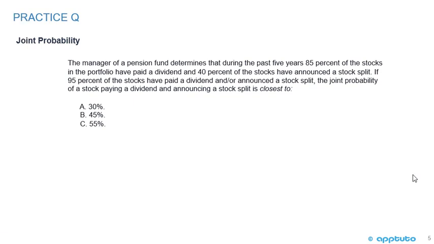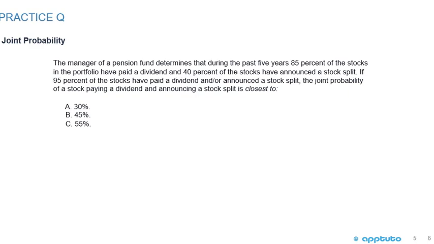Let's do another practice problem. The manager of a pension fund determines that during the past 5 years, 85% of the stocks in the portfolio have paid a dividend and 40% of the stocks have announced a stock split. If 95% of the stocks have paid a dividend and or announced a stock split, the joint probability of a stock paying a dividend and announcing a stock split is closest to A, 30%, B, 45%, or C, 55%.